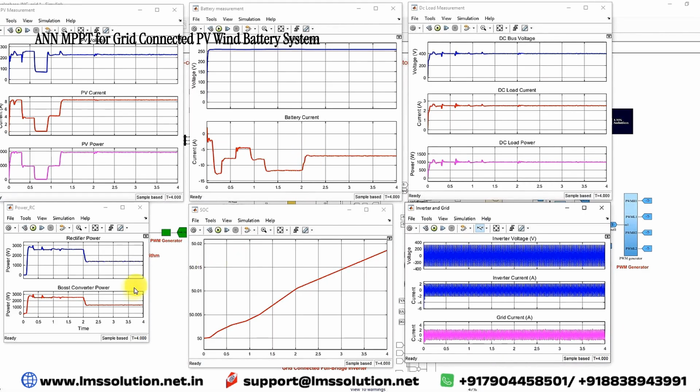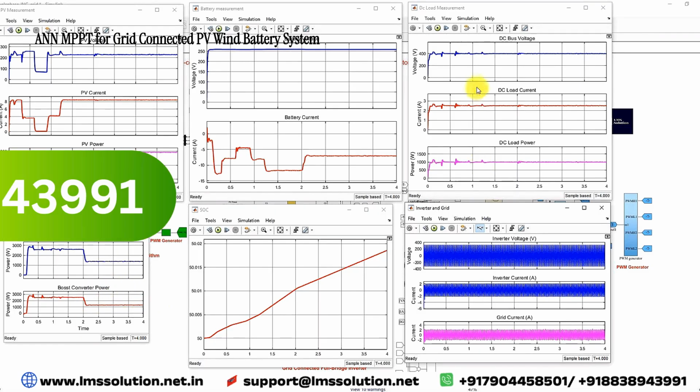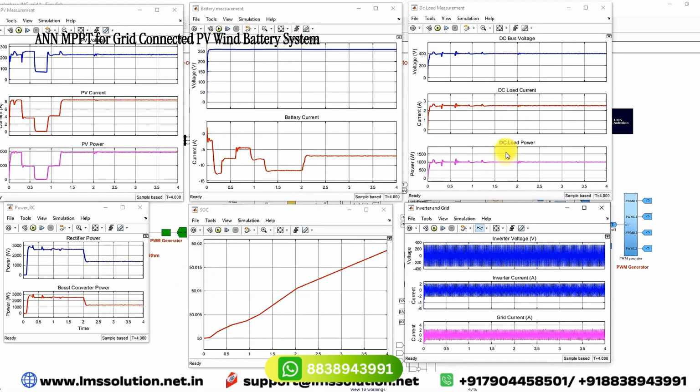This is because of the change in speed of the wind. And you can see the DC bus voltage, the DC load current, and the DC load power. Here you can see that the DC load power is maintained constant at around 1000 watts. The DC bus voltage is maintained at around 400 volts, and the DC load current is maintained at around 2.5 amps. This is the inverter voltage and current.